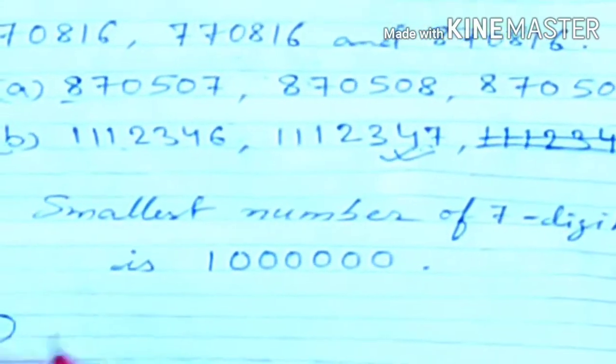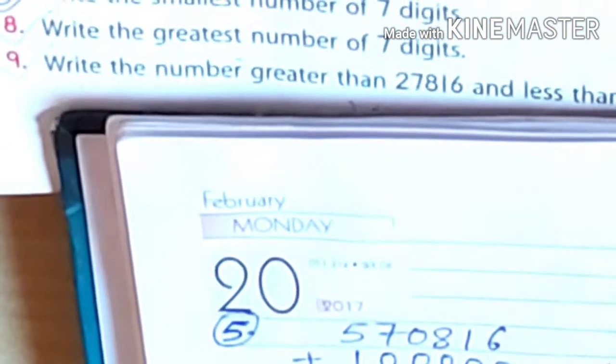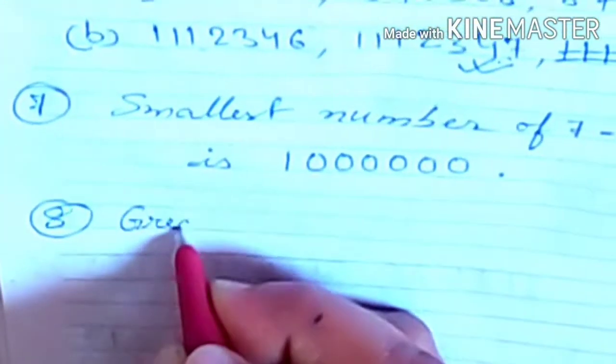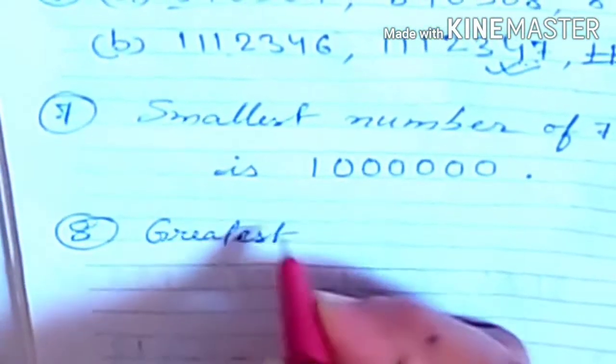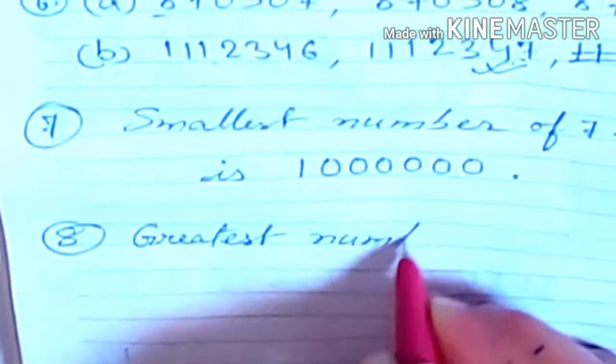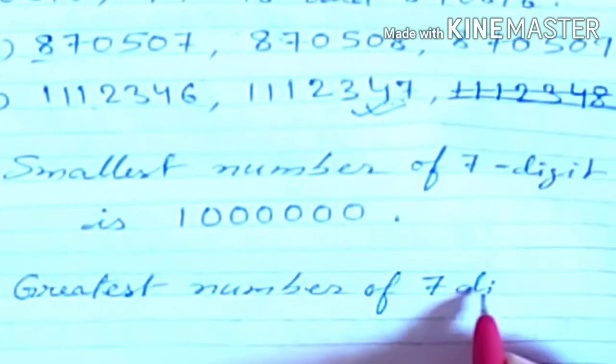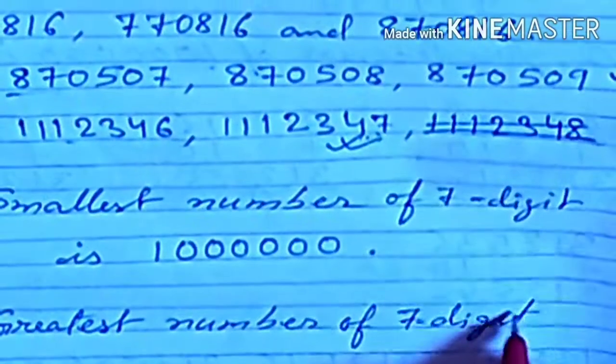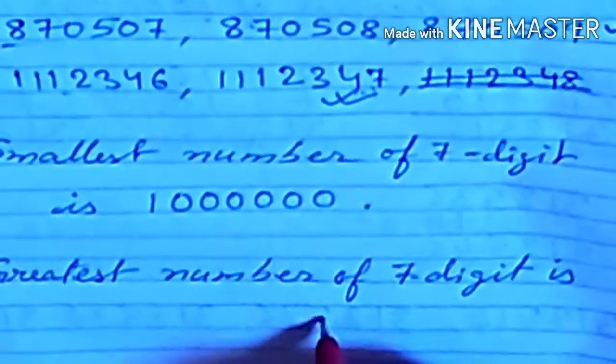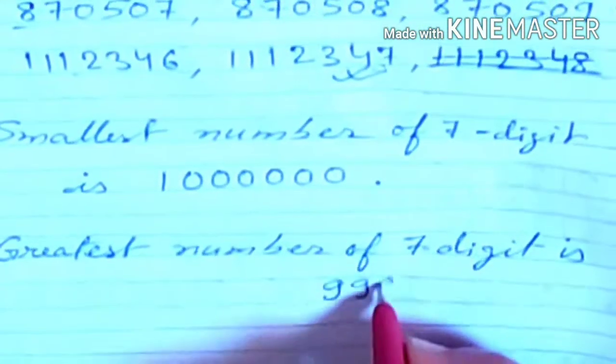Question number 8 says write the greatest number of 7 digits. So the greatest number of 7 digits is, we have to write 7 times 9.